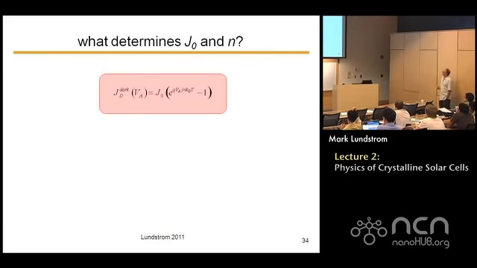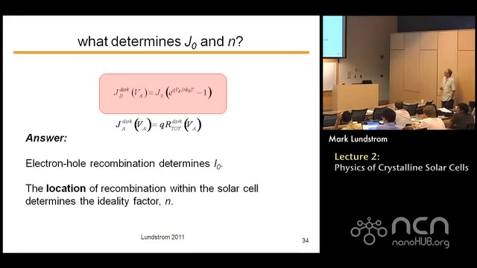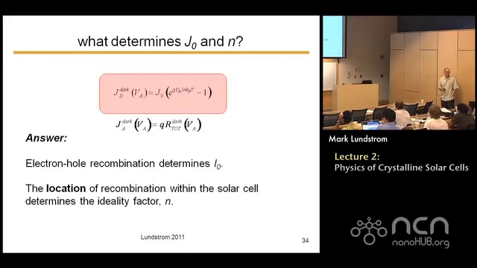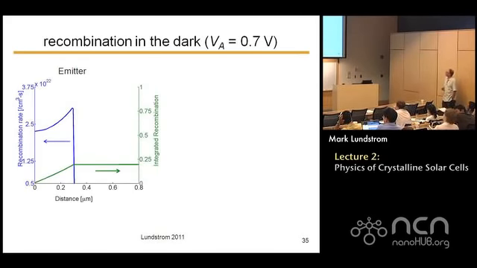Okay. So what determines that J0 and the ideality factor? The answer is that the amount of recombination is going to determine J0, but the location of the recombination is going to determine the n factor. Depending on where they recombine, I'll get different diode ideality factors. Okay, so let's forward bias this diode in the dark at about 0.7 of a volt, because that's about where the open circuit voltage is. And let's ask, how does the recombination work in this particular device?